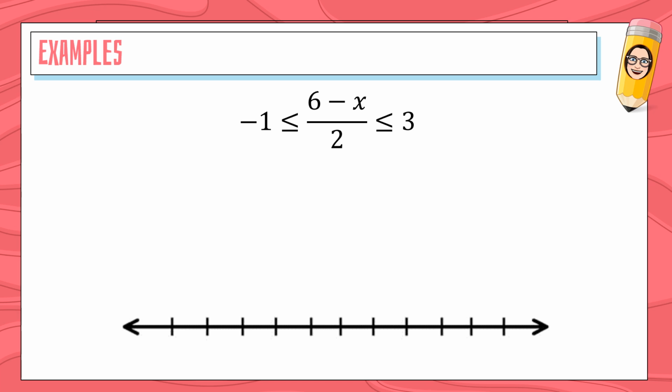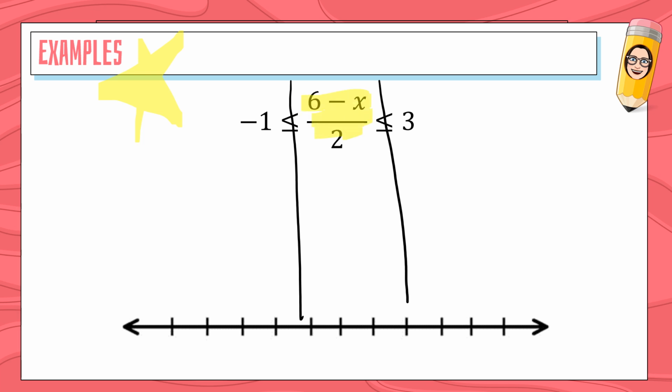All right, let's take a look at this example. And the first thing I'm going to recommend is please star this example. You're going to see this again. All right. Now, my expression is in the middle. I care about where my letter is. We have 2 inequalities, so we're drawing 2 lines.